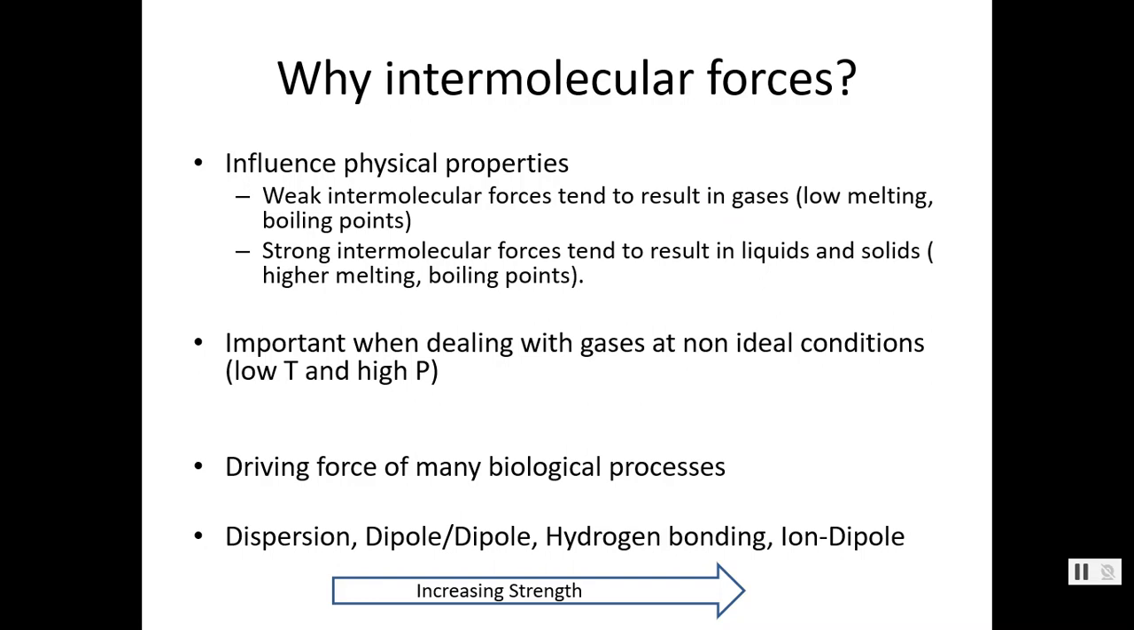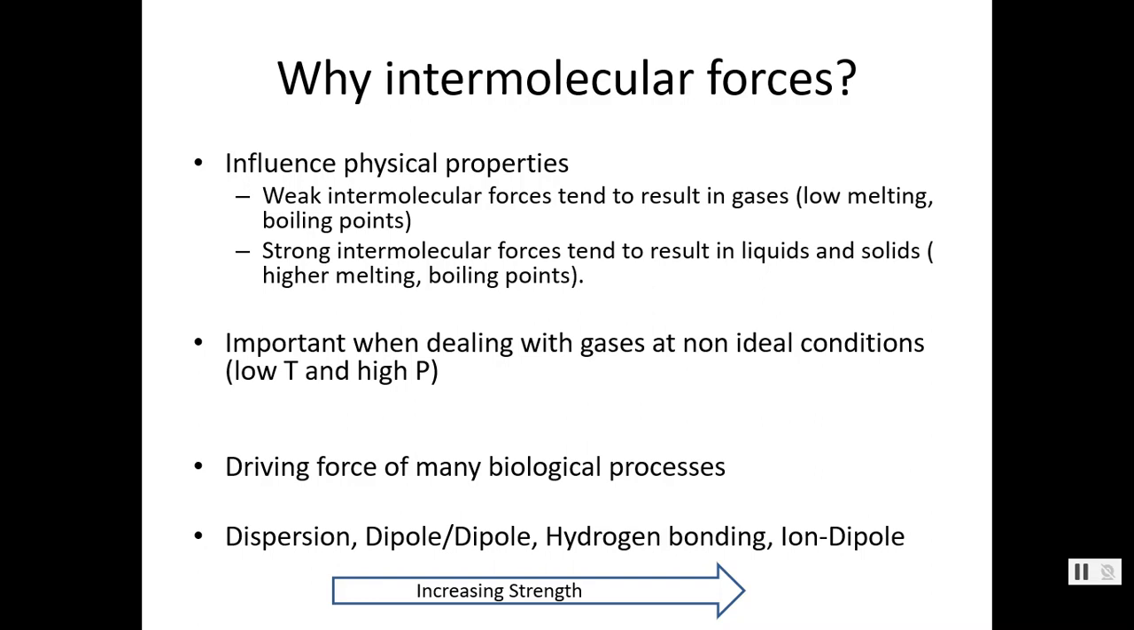Intermolecular forces are also important when dealing with gases, even when you are at non-ideal conditions. So if you remember from the previous chapter on gases, if you have a gas sample that's at low temperature and high pressure, those gas molecules slow down in their movement. They get closer together, and therefore the intermolecular forces, or the attraction between those two molecules, is more prevalent and is more important.